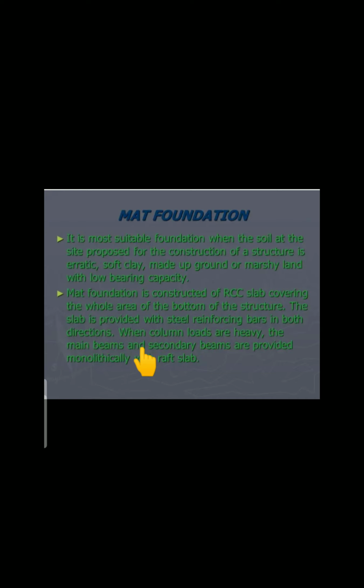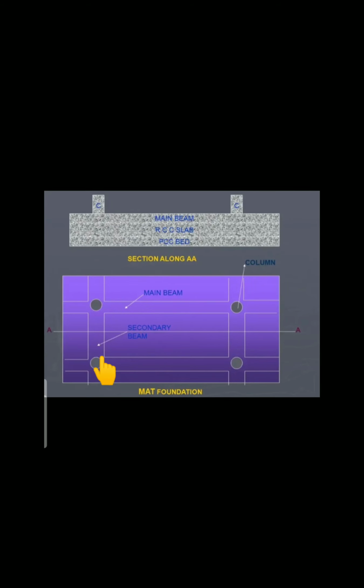with the raft slab. So this is the image of slab, mat footing or raft footing. This is the cross-section and this is the plan of the mat foundation. Here four columns are placed, and these are the secondary horizontal beams. Each horizontal beam is connected to one or two columns, and this is the column section.